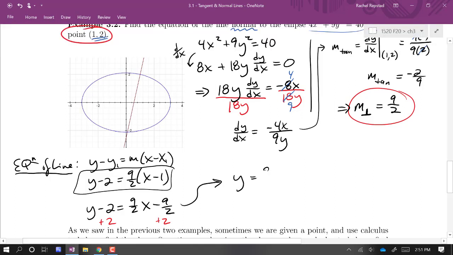So y is 9/2 x. Let's see, 2 is 4/2, so negative 9/2 plus 4/2 is a negative 5/2. And again, either of these forms is okay.